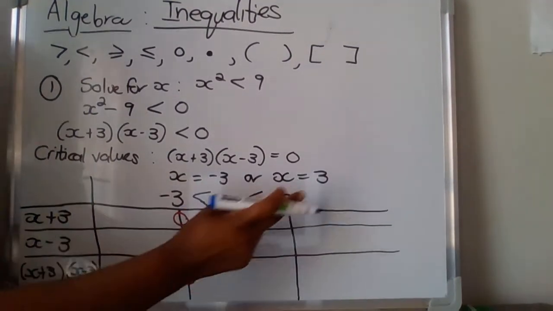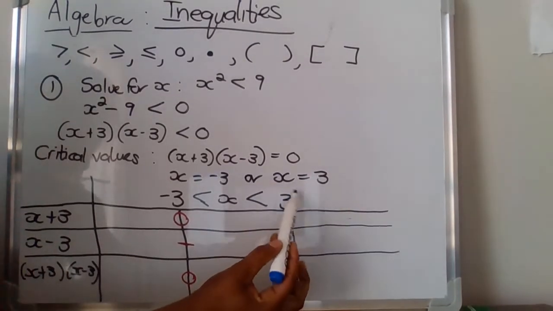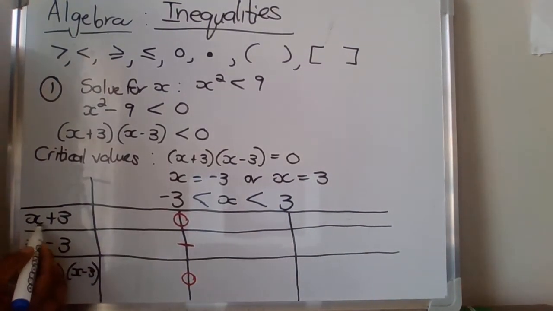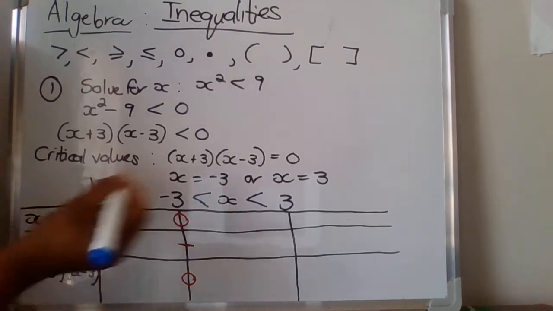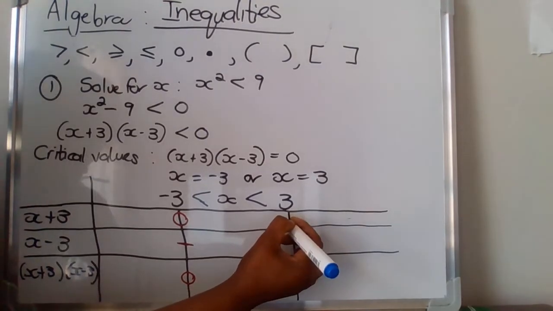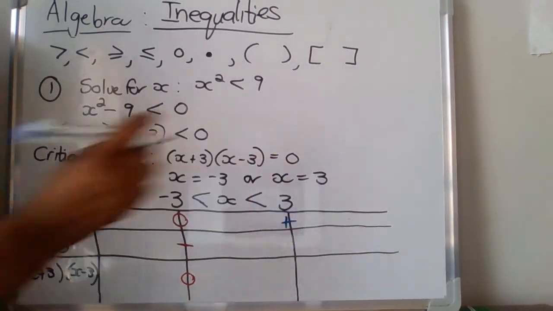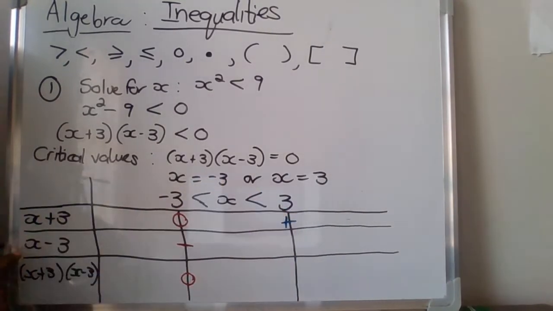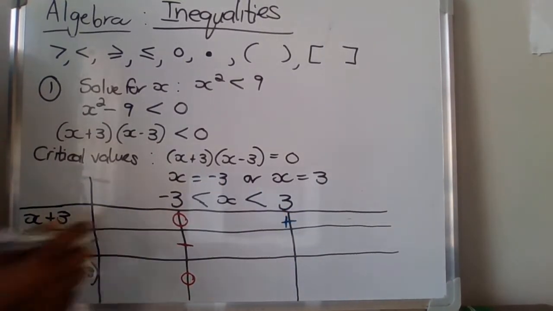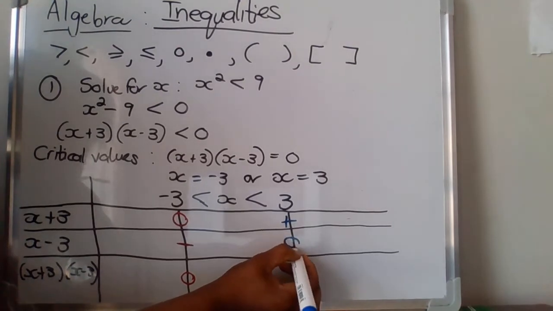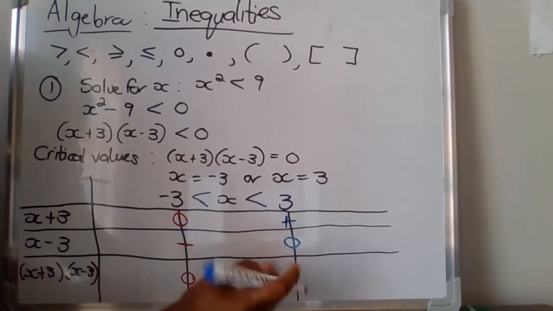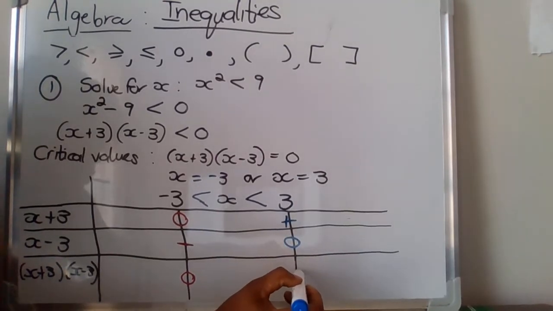Let's do the same for this one as well. When x is equal to 3, and I put it in here, I get 3 plus 3, which is 6. So this value here for me is positive. When x is equal to 3, and I put it in here, I get 3 minus 3, which gives me 0. Then a positive number multiplied by 0 still gives you 0.